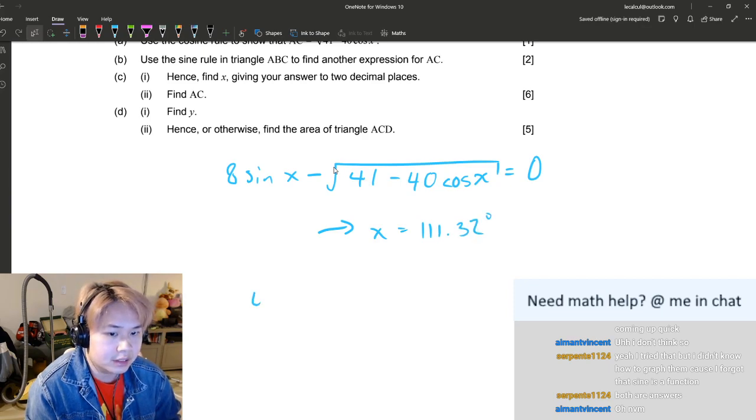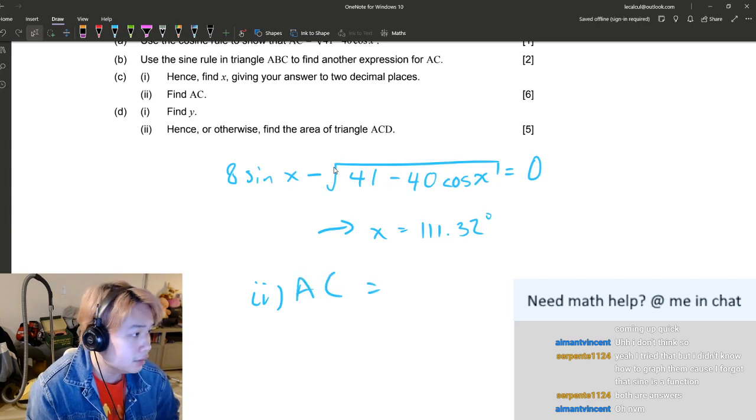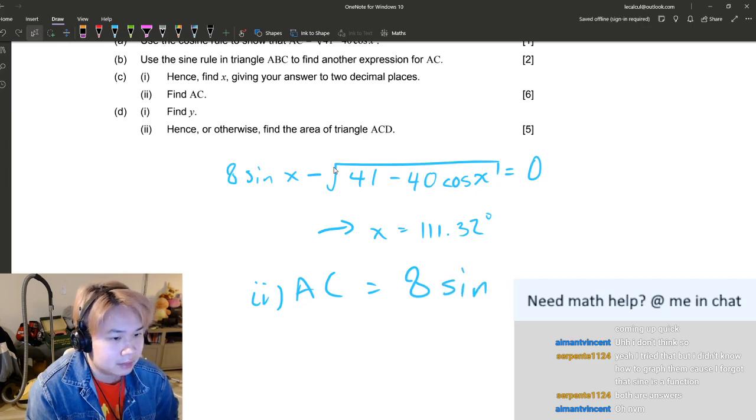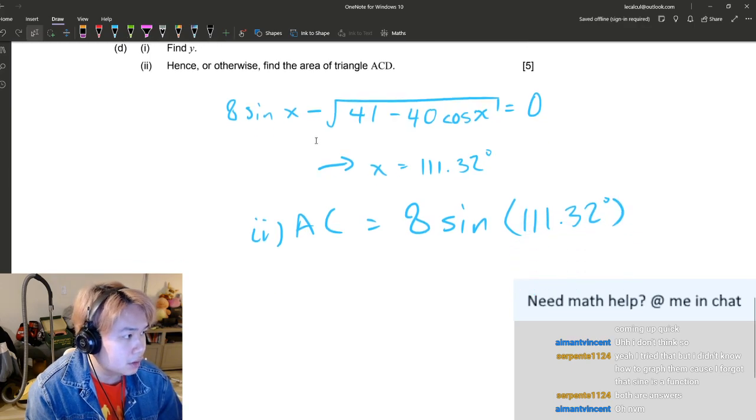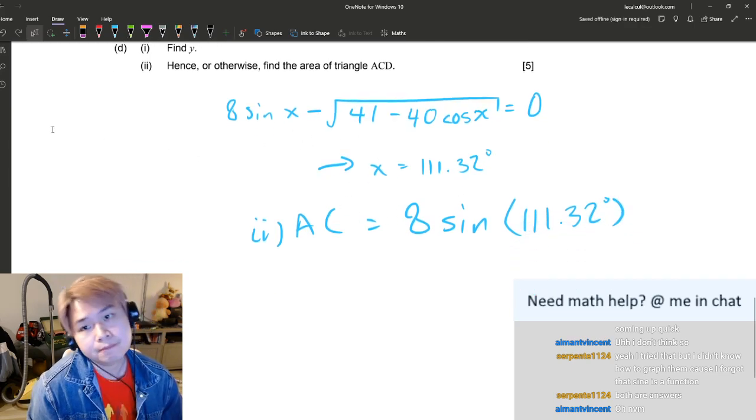And then now you can find out AC because now we know what the angle is. And you can use any of the two former formulas. The easiest one to use is the 8 times sine. So you can go from here, I think.